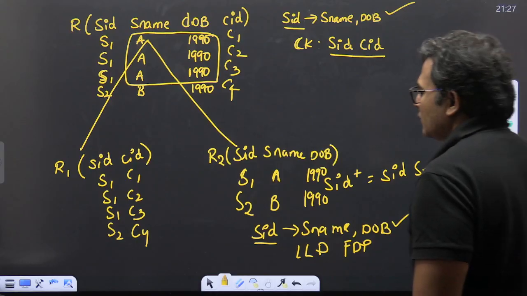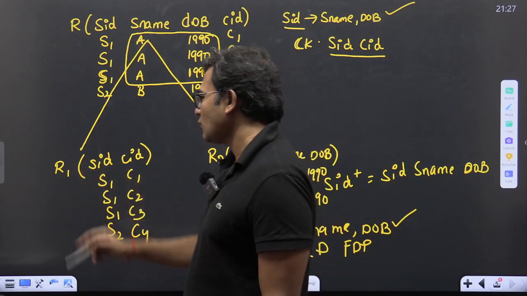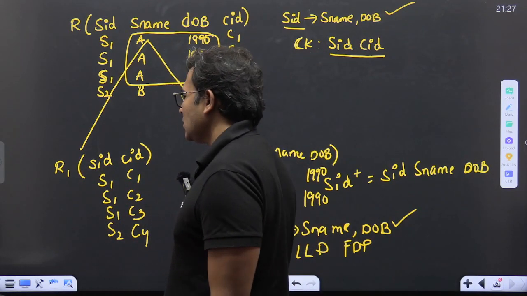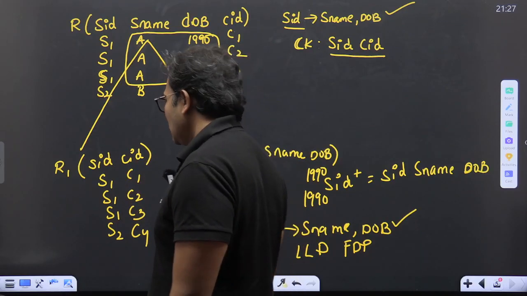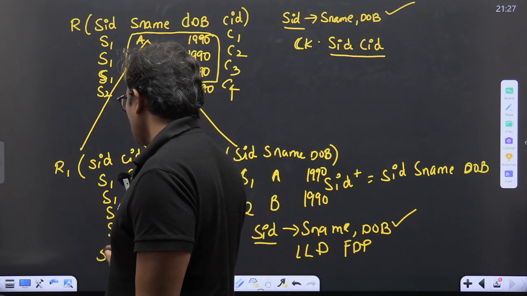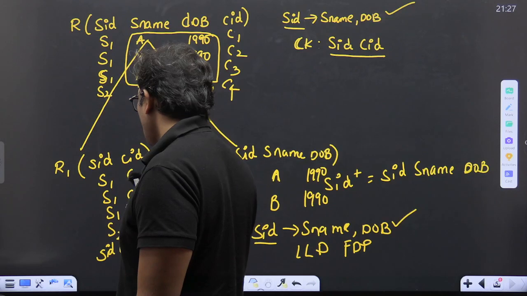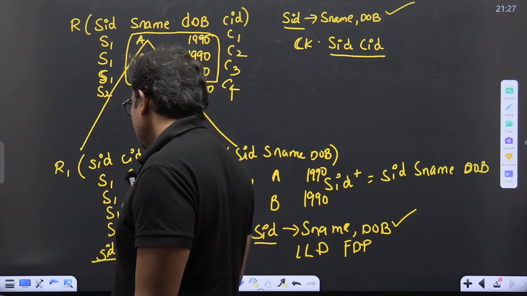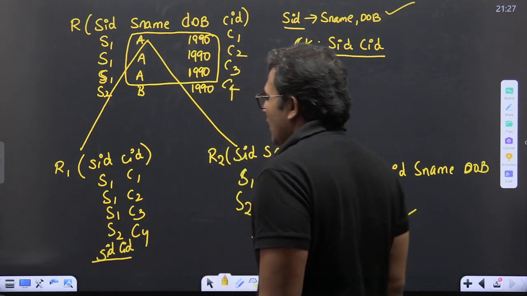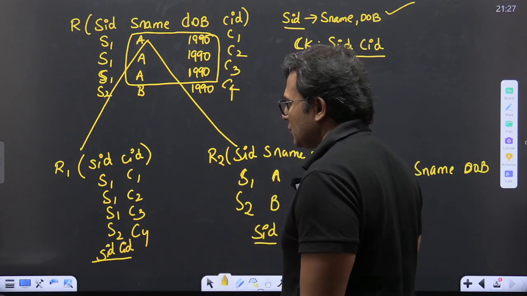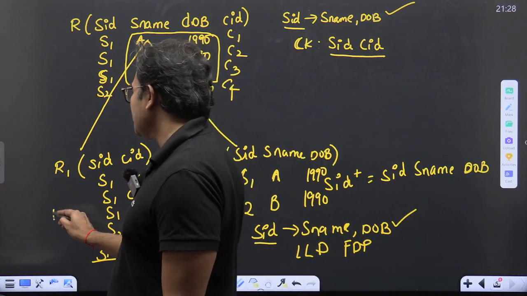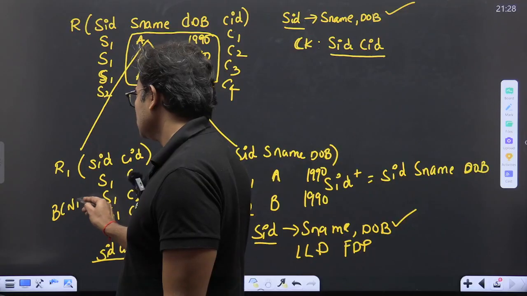Now if you observe it, in the table R1, there are no non-trivial functional dependencies, right? When there are no non-trivial functional dependencies, all the attributes will combinedly form the key. So SID, CID will form the candidate key, and we have seen that when there are no non-trivial functional dependencies, the table is in BCNF, right?